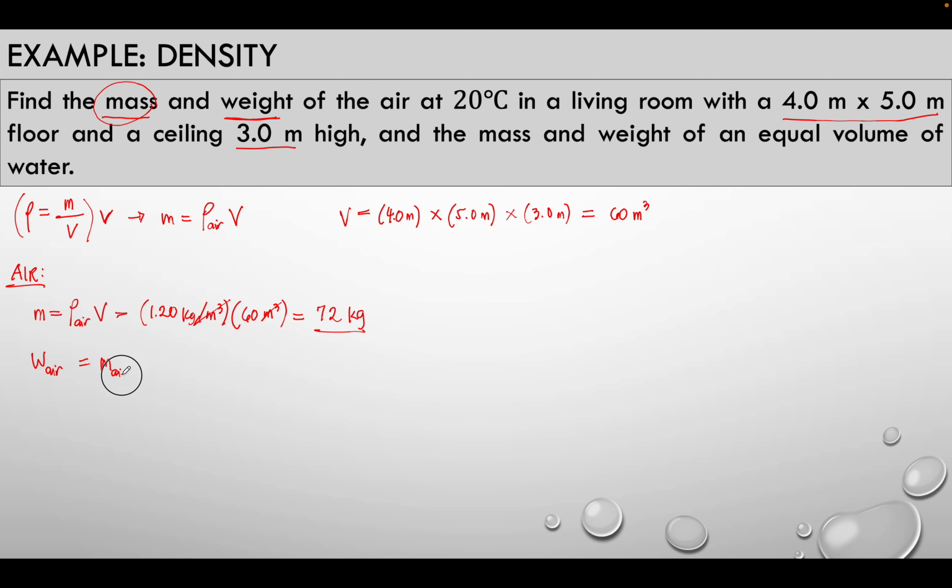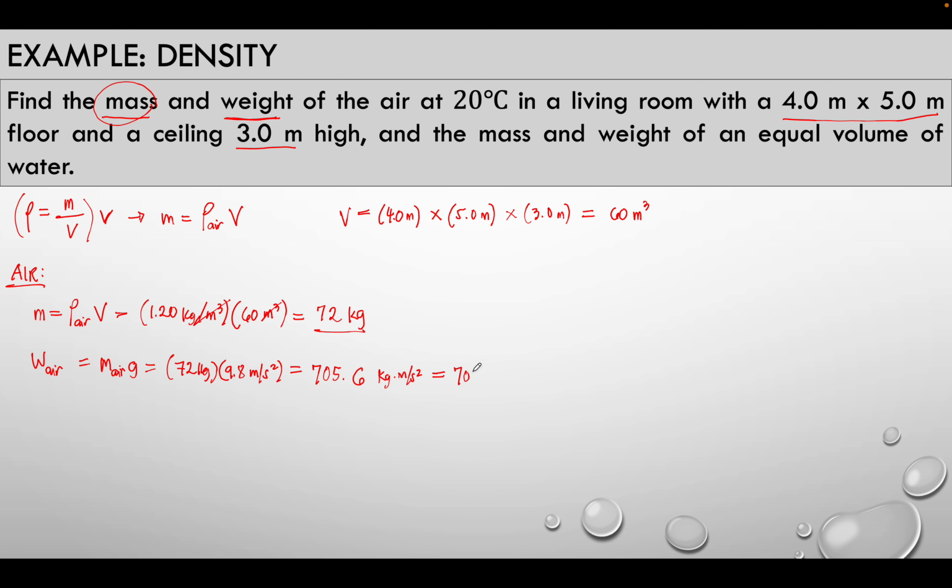So we have now the mass of the air times g, or the acceleration due to gravity. So the mass of the air is 72 kilograms times the acceleration due to gravity, which is 9.8 meters per second squared. So we have 72 times 9.8. Let's try. 72 times 9.8 is equal to 705.6. And then the unit will be kilogram meter per second squared, or the unit of weight. Weight is again a type of force.